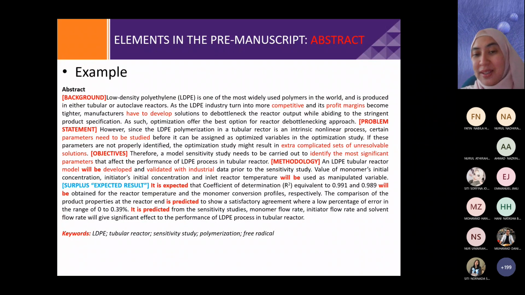It is expected that a coefficient of determination, R squared, equivalent to some values will be obtained for the reactor temperature and the monomer conversion profile respectively. The comparison of the product properties at the reactor end is predicted to show a satisfactory agreement, where a low percentage error is in the range of 0 to 39%. It is predicted. This shows what you expect from your result.